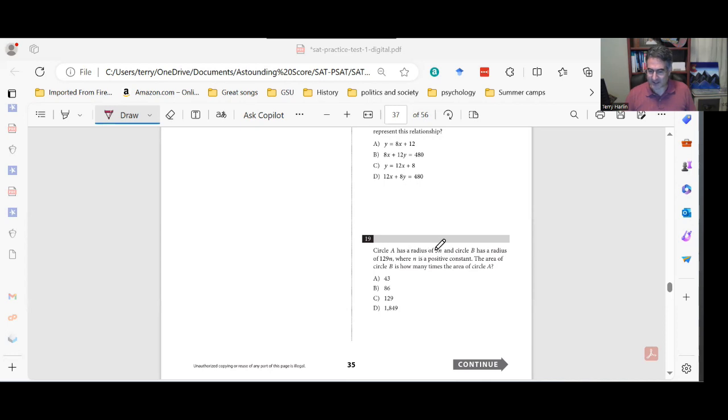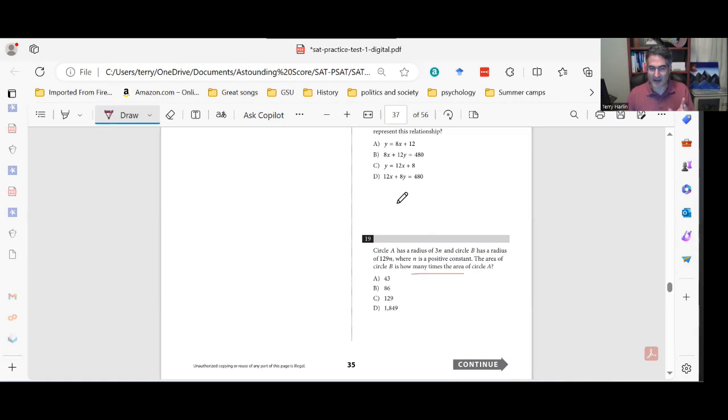Circle A has a radius of 3n. I can draw this, or I can just try to picture it in my head. For the sake of the shortcut, let's just try to picture it in our head. So a circle has a radius of 3n, and circle B has a radius of 129n, where n is a positive constant. Now we want to know the area of circle B compared to circle A. How many times the area of circle A?